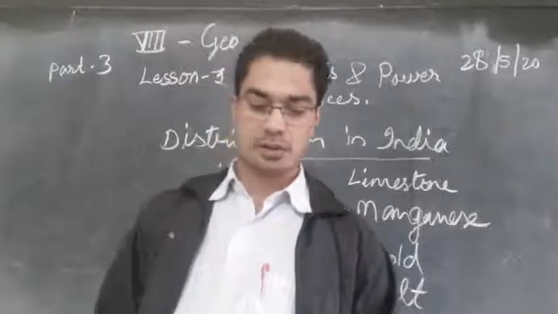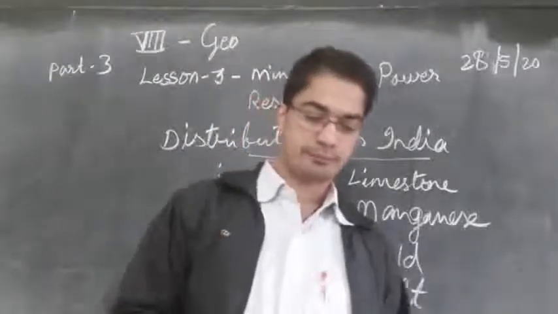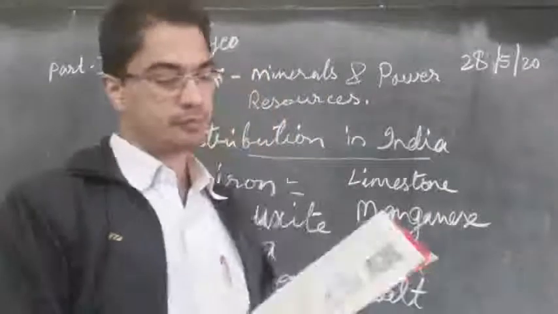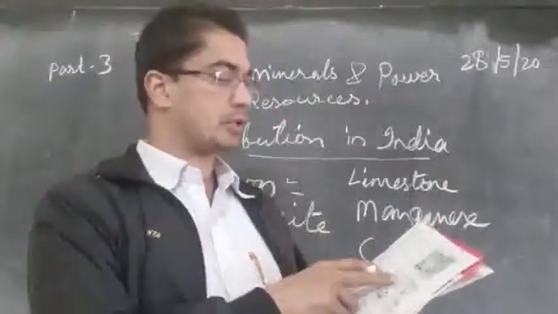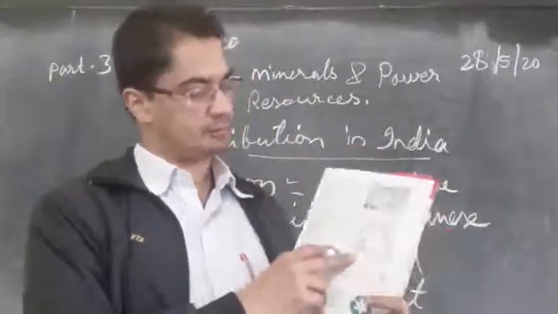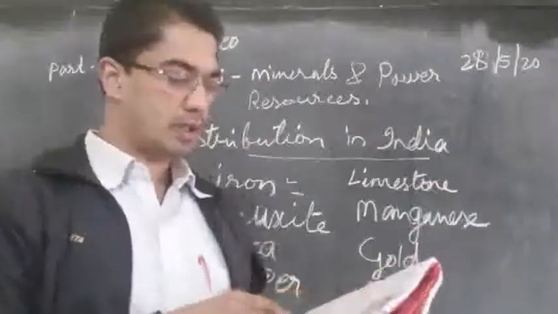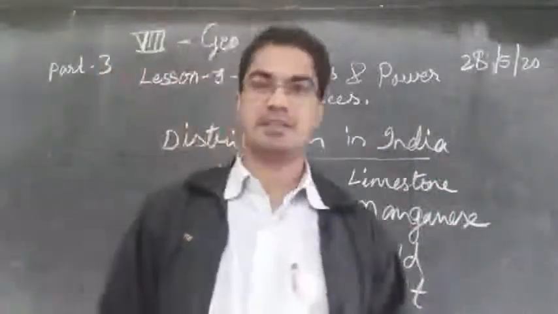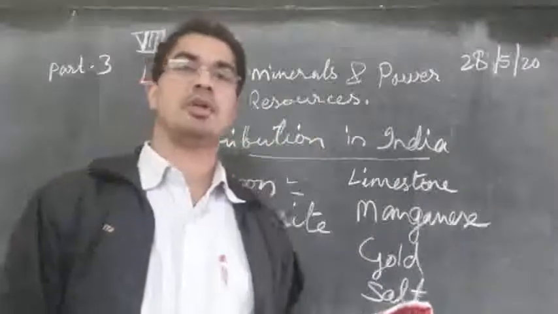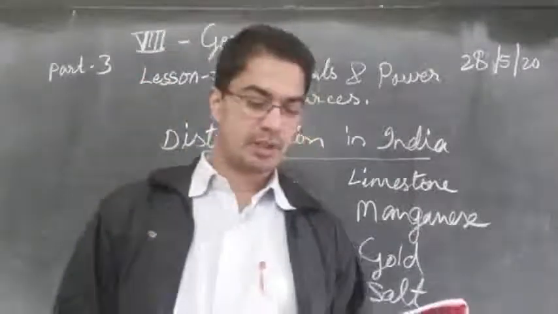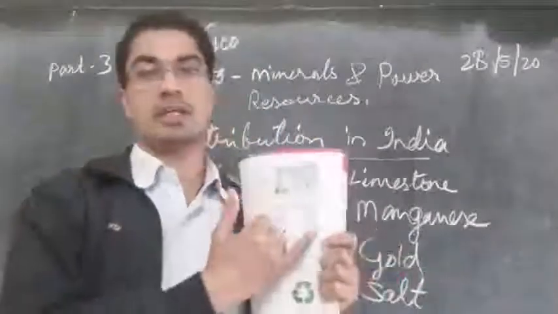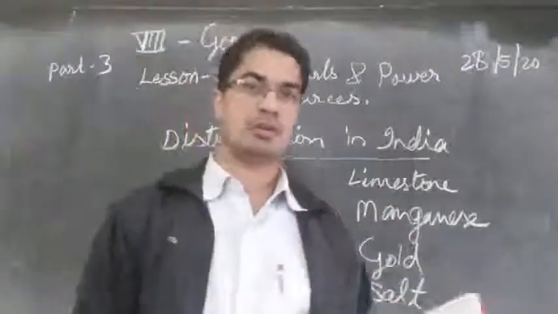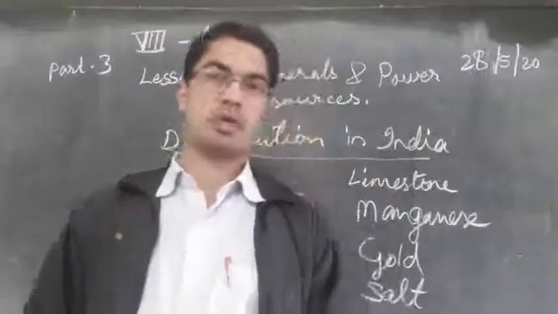We can see in the figure how the salt is obtained. It is the picture of Sambhar Lake in Rajasthan. By drying up that water, we can get salt. A lot of salt is gathered there, and also from the salt rocks.